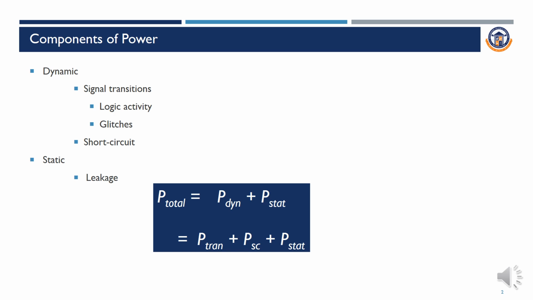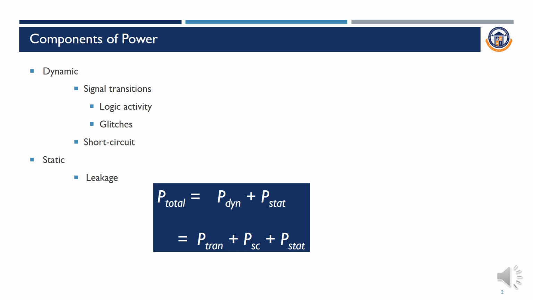The next one is short circuit power dissipation. In the short circuit power dissipation, for a fraction of a second while the signals are transferred from one position to another position, there may exist a short circuit from the power supply to the ground. It may cause some power dissipation in the circuit. That comes under the category of short circuit power dissipation.